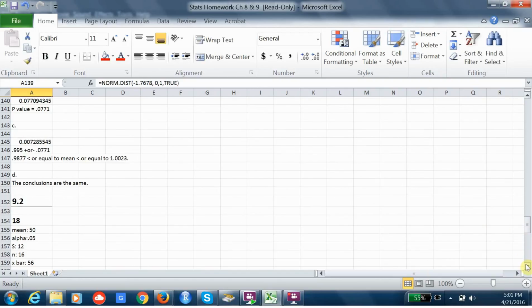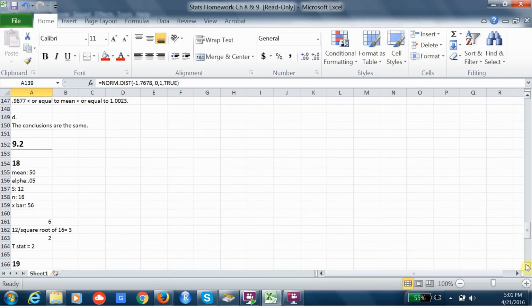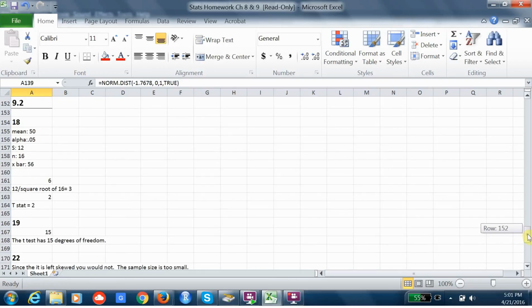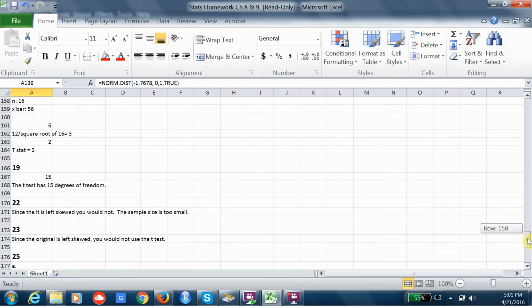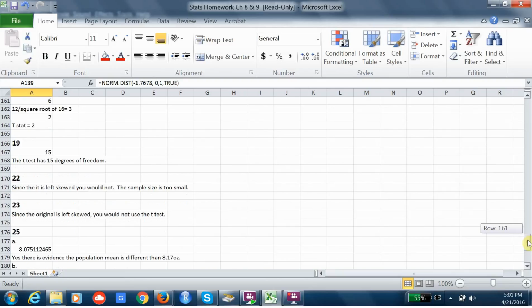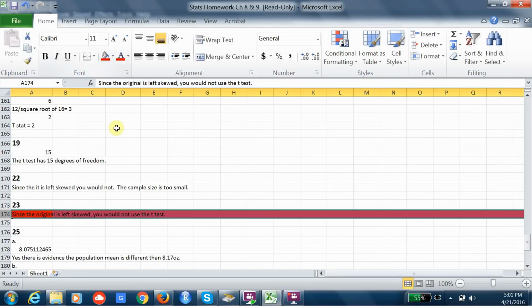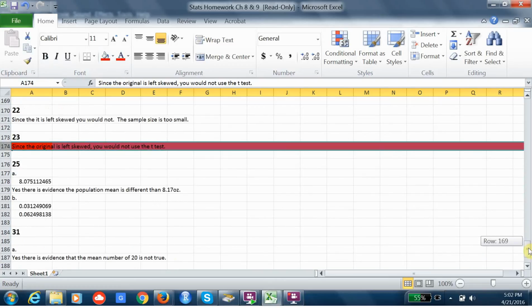Okay, for 18, we want to do our test statistic, and sure enough, the test statistic is 2. That's good. For 19, we should have 15 degrees of freedom because it's 1 less. Right, it's left skewed, but the sample's small, so we can't use it. This is okay because the sample size is large, so that one's all right. The book gives you a little bit of a hand-wavy explanation of when you can do it. Basically, when the sample size is large, that kind of trumps skewness in a sense.